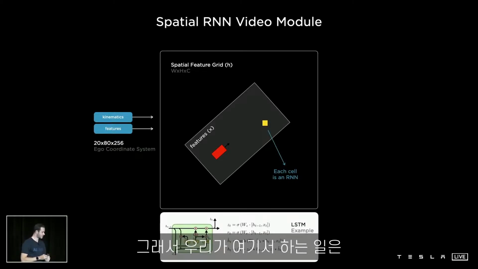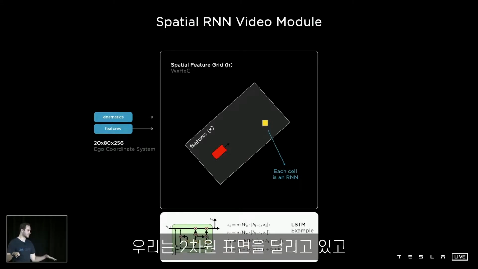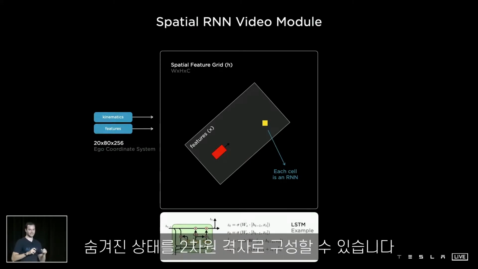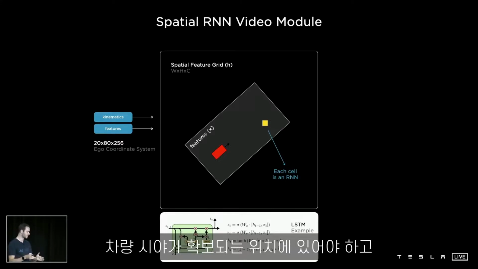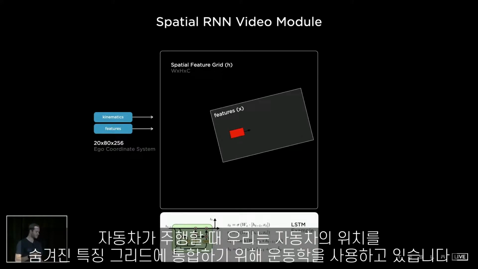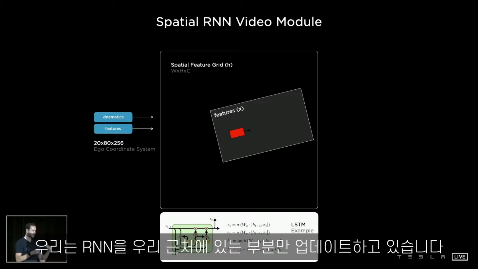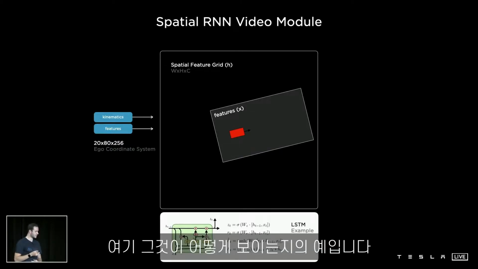And so what we're doing here is, because of the structure of the problem, we're driving on two-dimensional surfaces. We can actually organize the hidden state into a two-dimensional lattice. And then as the car is driving around, we update only the parts that are near the car and where the car has visibility. So as the car is driving around, we are using the kinematics to integrate the position of the car in the hidden features grid. And we are only updating the RNN at the points that are nearby us, sort of. So here's an example of what that looks like.